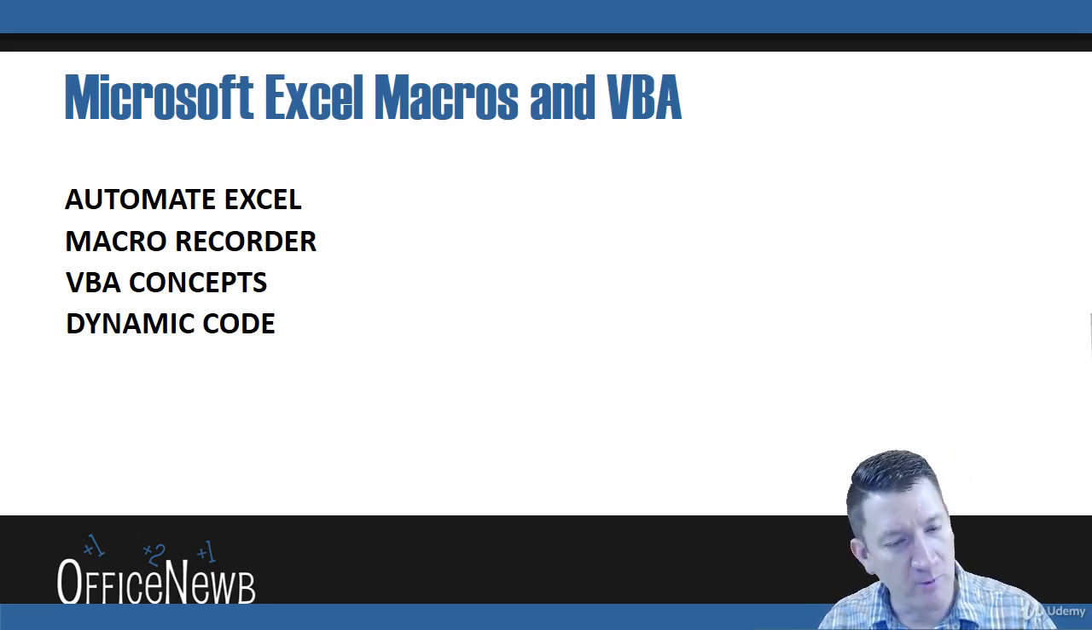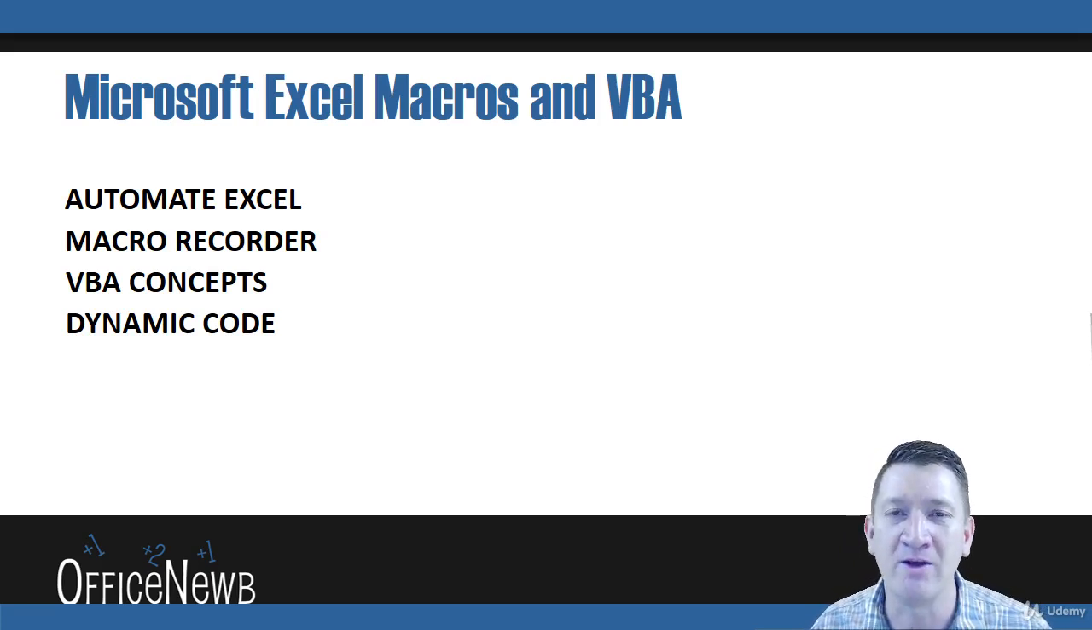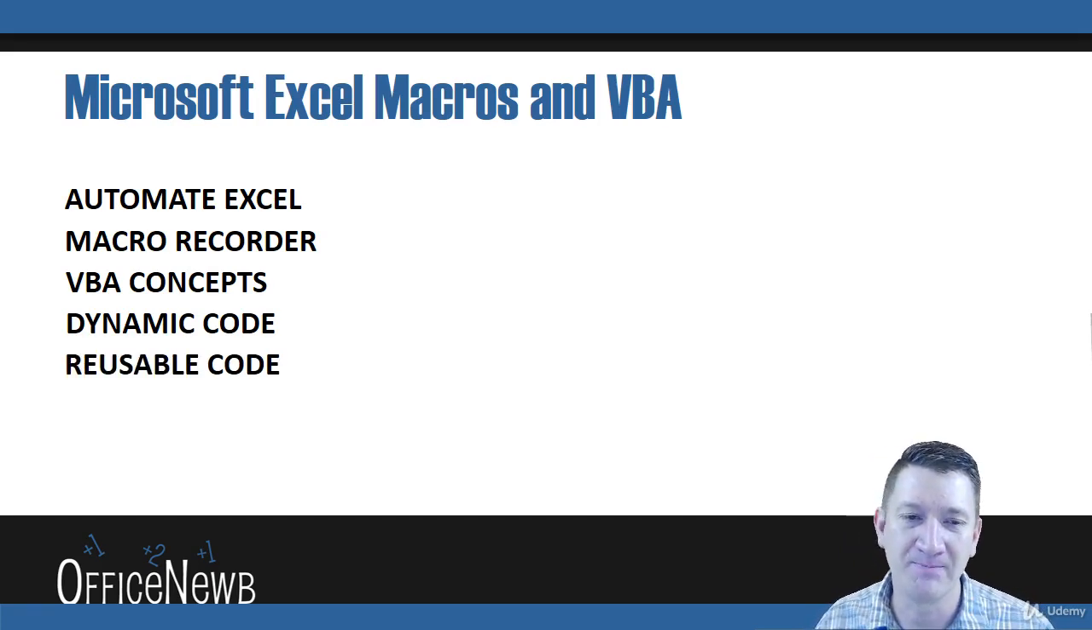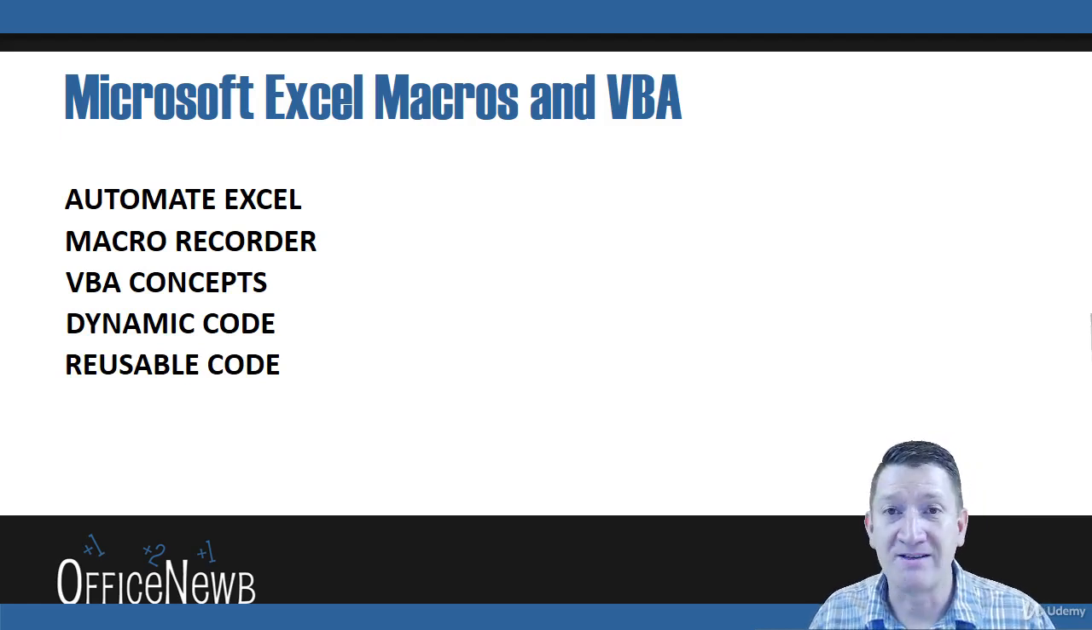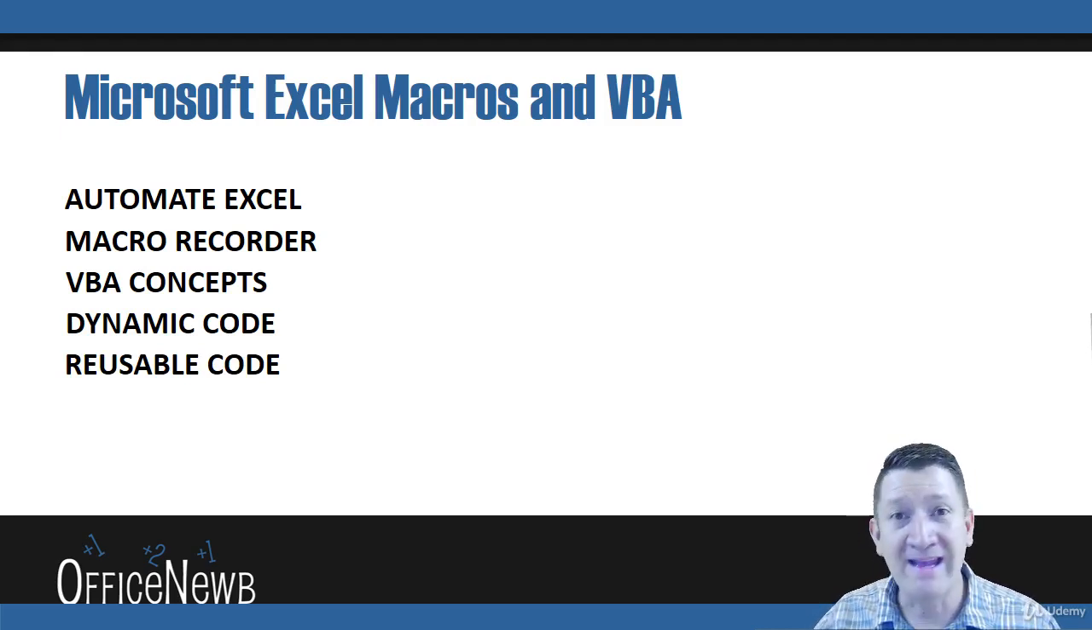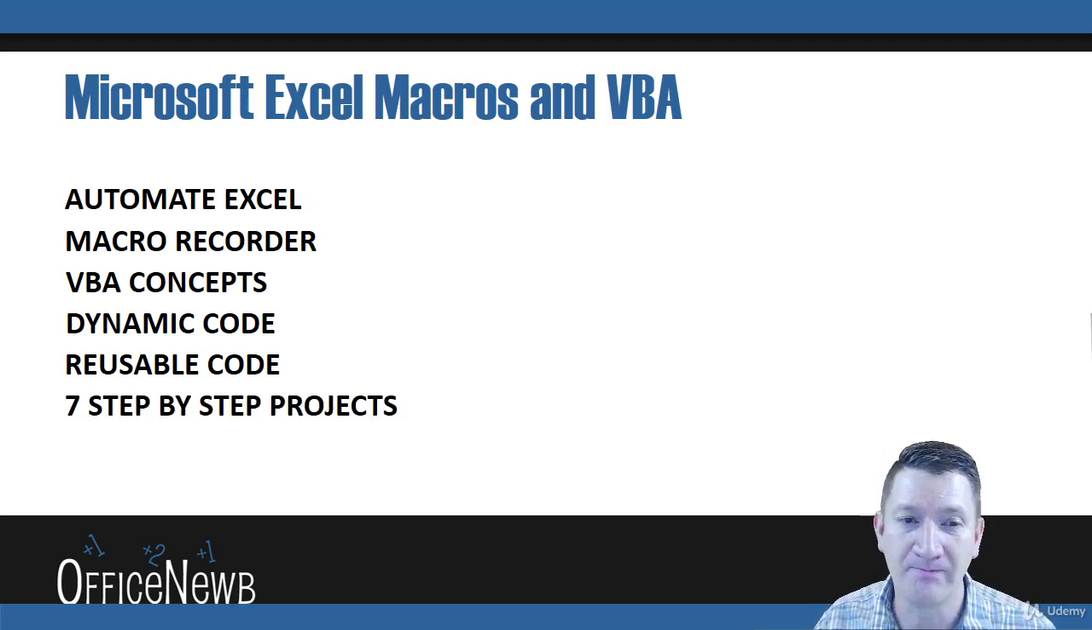Write it once, reuse it. You don't want to have to reinvent the wheel every time you want to complete a task. So we'll talk about reusable code. Don't reinvent the wheel. Create it once. Make it dynamic enough that you can reuse it in multiple situations, multiple scenarios. So we'll talk about key concepts to help you do that as well.